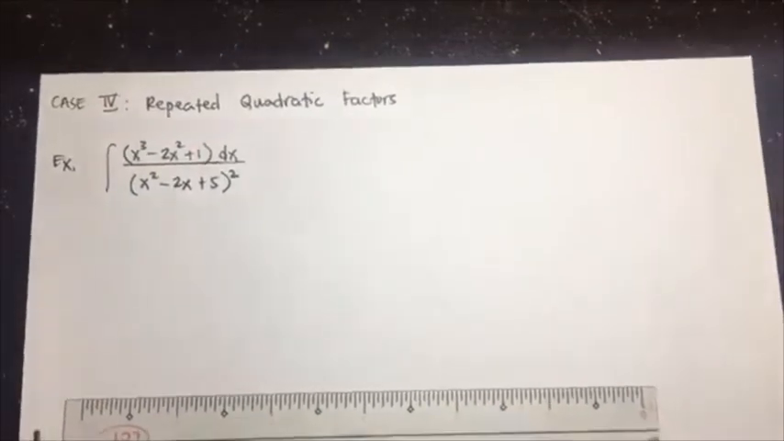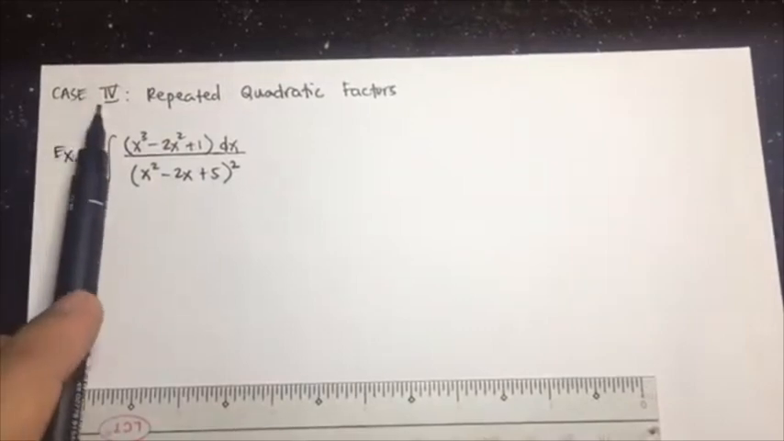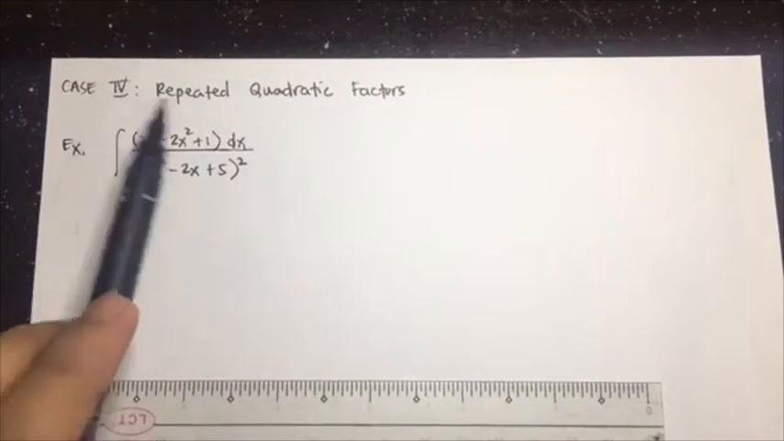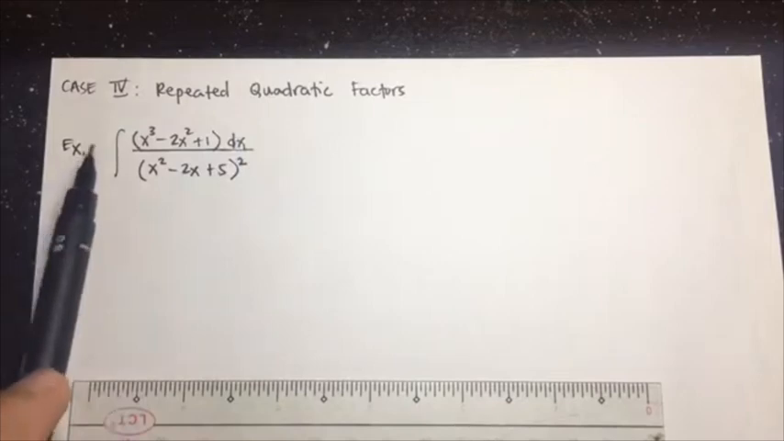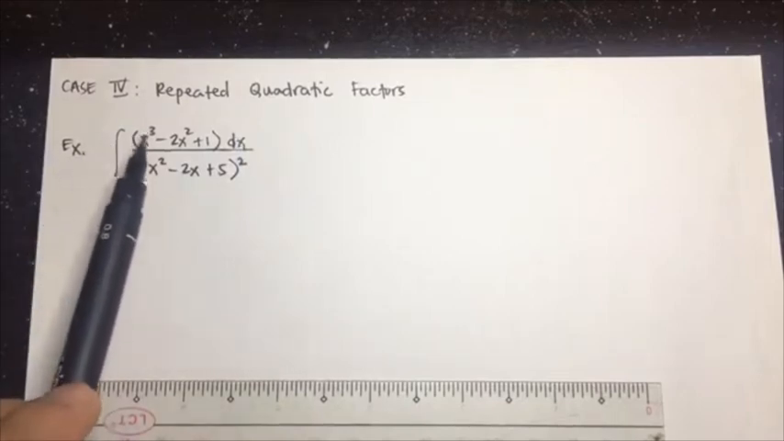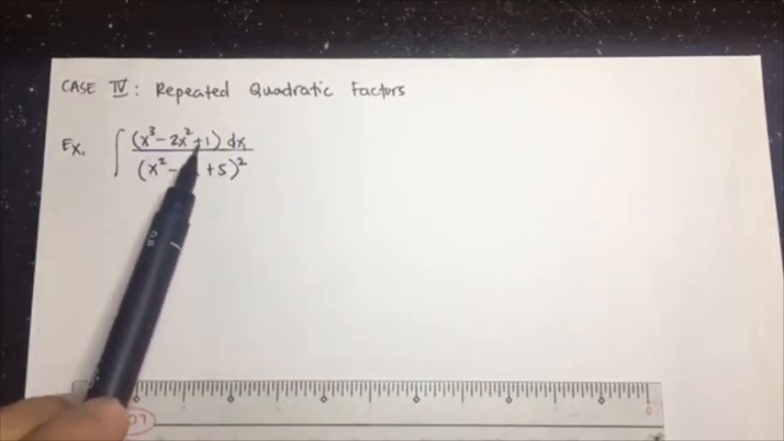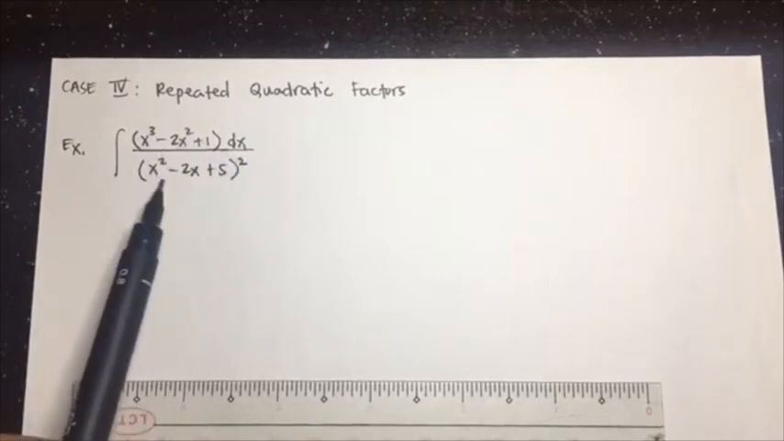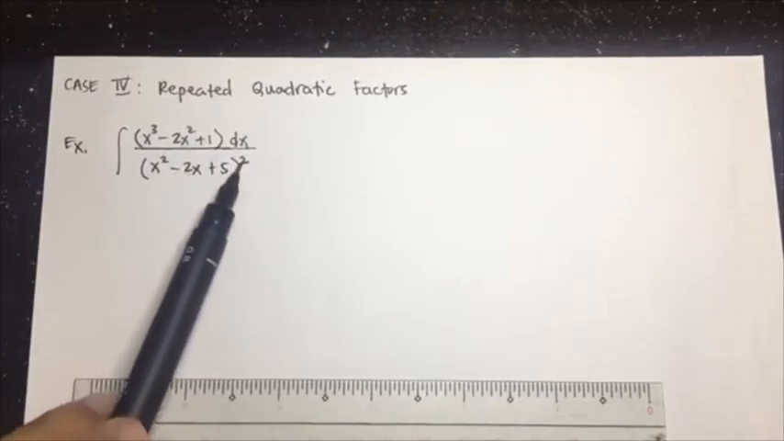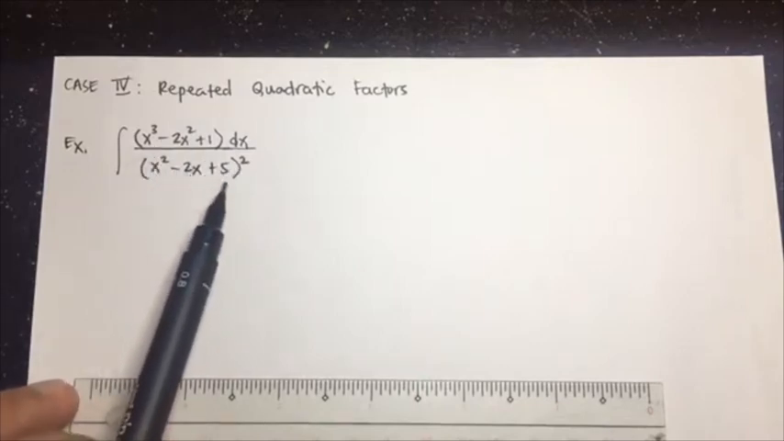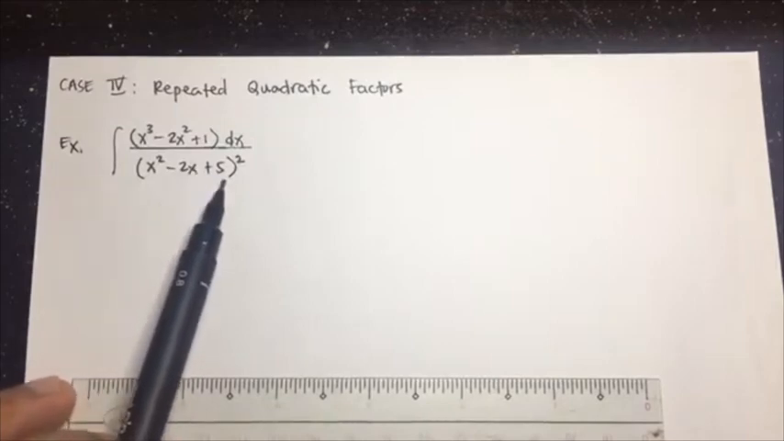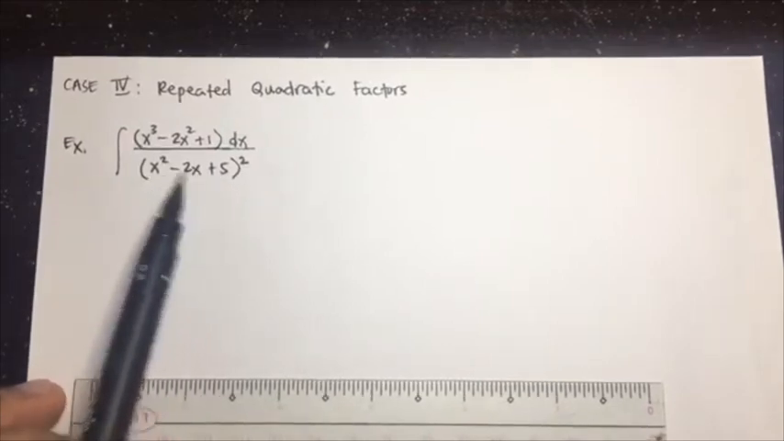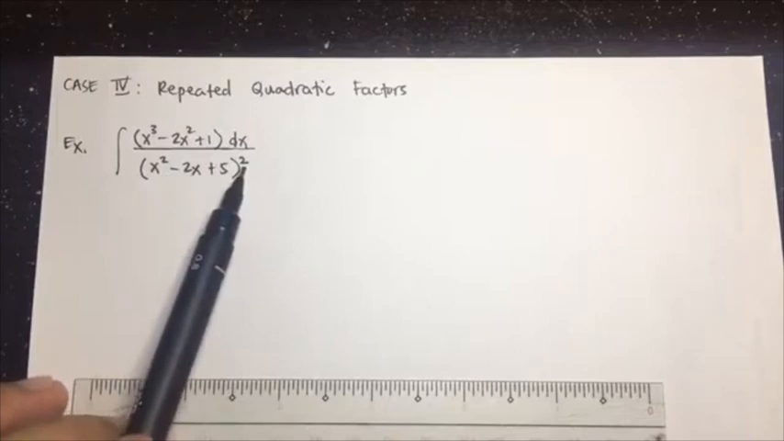So for this video, we will be discussing case 4 of integration by partial fraction decomposition. For this case, we have repeated quadratic factors. Let's take a look at this example: integrate x cubed minus 2x squared plus 1 dx all over x squared minus 2x plus 5 squared. As you can see, we have a denominator containing a quadratic factor repeated twice.